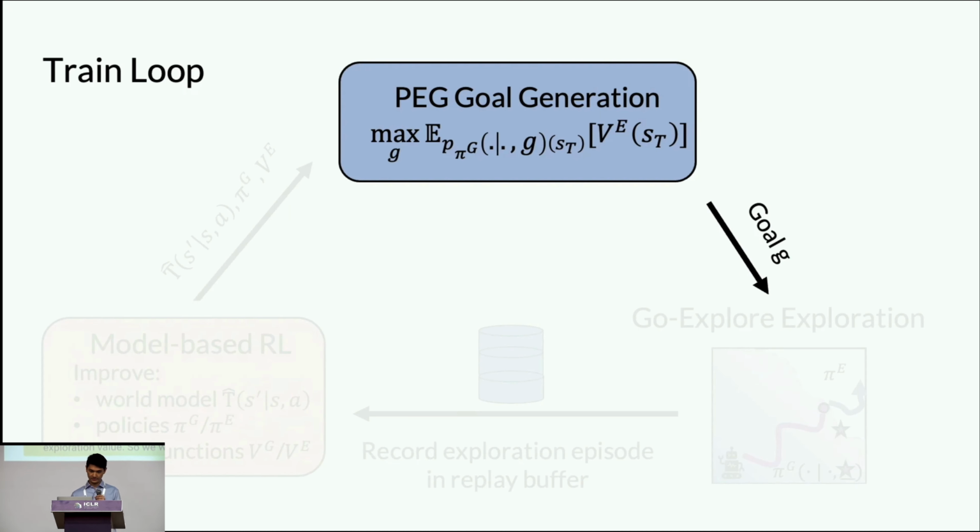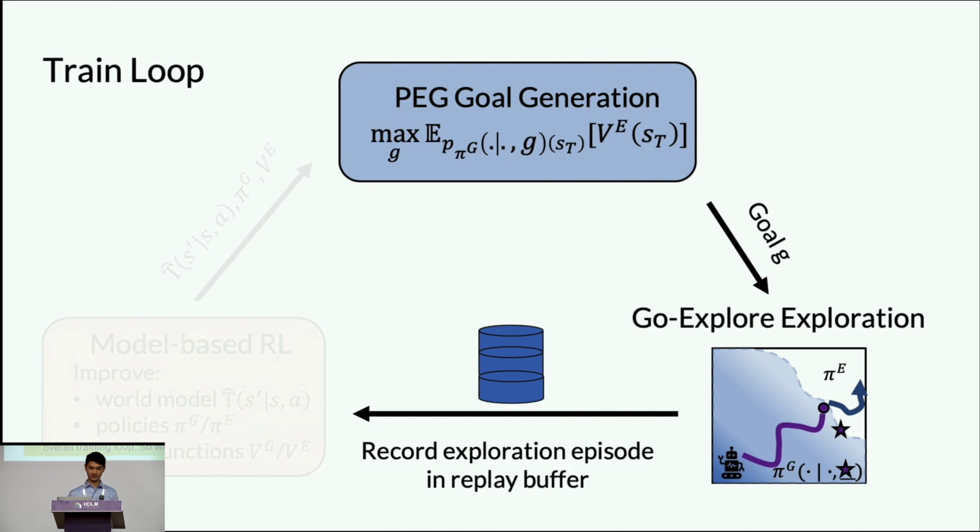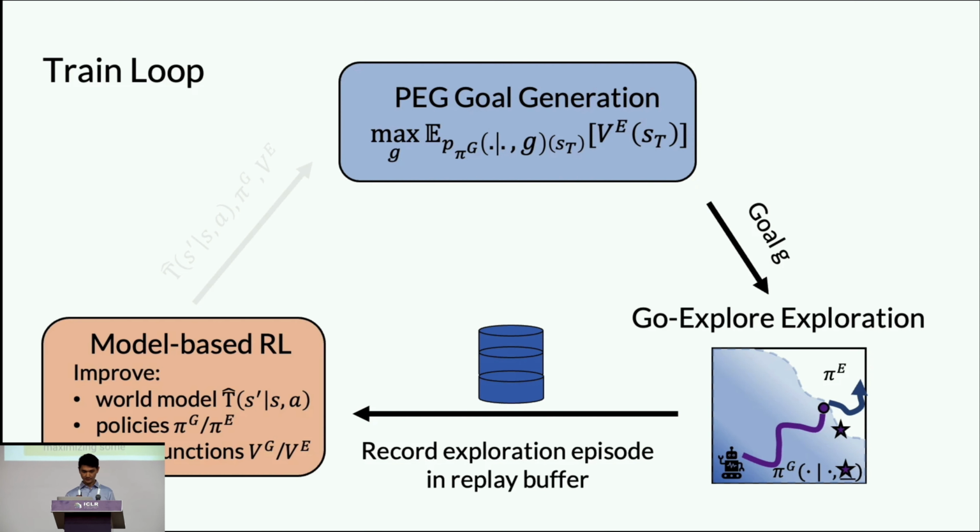So here's the overall training loop. What we do is we generate a goal using the algorithm I just described, and then we perform a round of Go Explore exploration where we use that goal for the Go phase, and then we switch to the undirected exploration policy, which is usually maximizing some intrinsic motivation reward. And then we run a round of model-based RL off of this very informative trajectory. So we're improving the world model, the policies, and the value functions. And basically, this is a nice positive feedback loop. So with a more accurate world model, you can more accurately approximate that terminal state distribution. So we just repeat this until convergence.